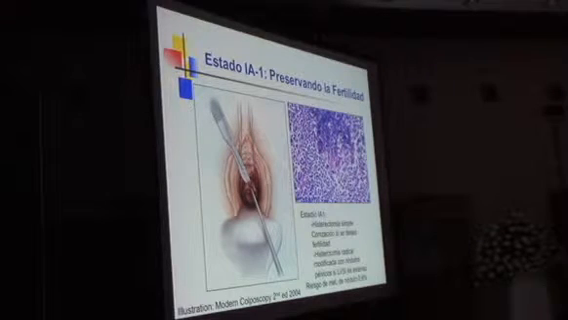beginning its invasive process below the basement membrane, that we could do a cone biopsy, removing the cervix, and have a high likelihood of cure. It's a little different with glandular lesions. This is one of the areas where there is a change.